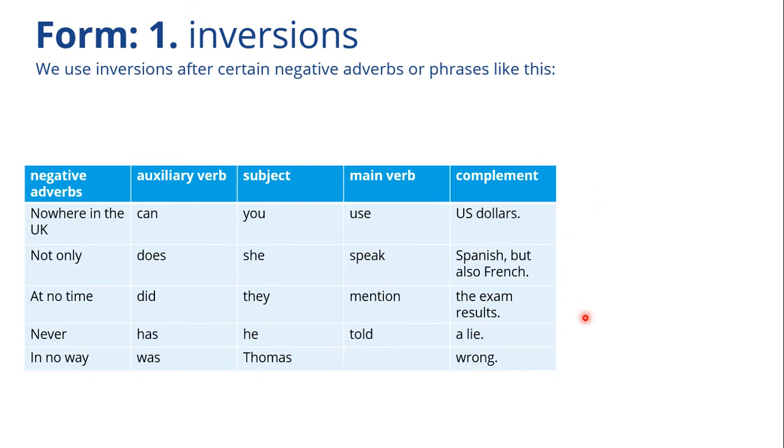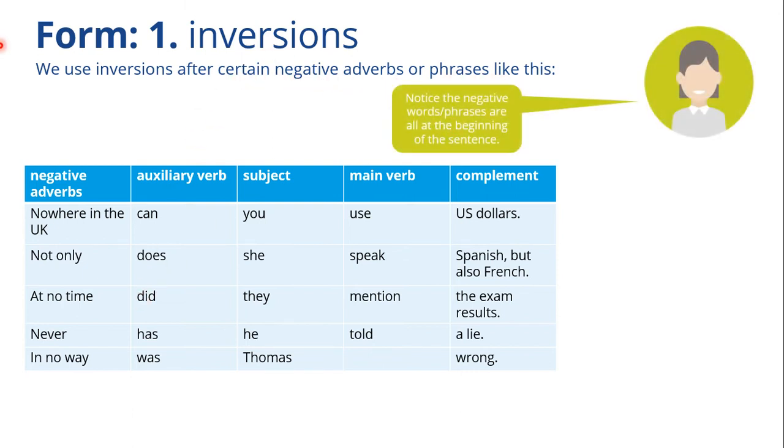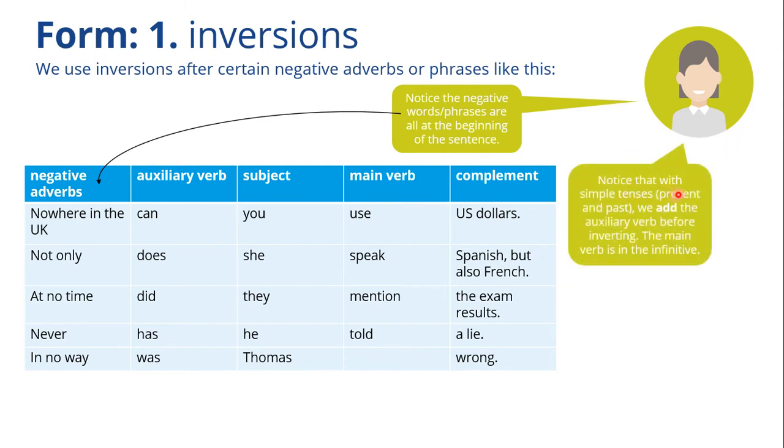Now start from here: auxiliary verb, subject, complement. This is an interrogative sentence. But the negative adverbs here, nowhere in the UK, not only, at no time, are at the beginning, and that is inversions. After certain negative adverbs or phrases like this, notice that the negative adverbs or negative phrases are all at the beginning of the sentence. With the simple tenses, present or past, it depends on the auxiliary verb. We add the auxiliary verb before inverting. The main verb is in the infinitive. That is the rule, with subject and verb agreement in the sentence.